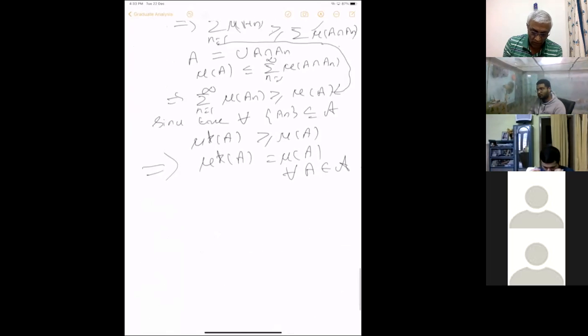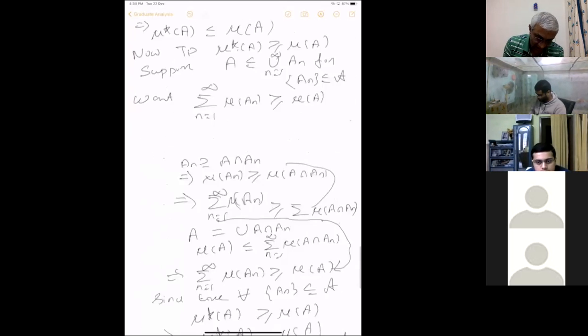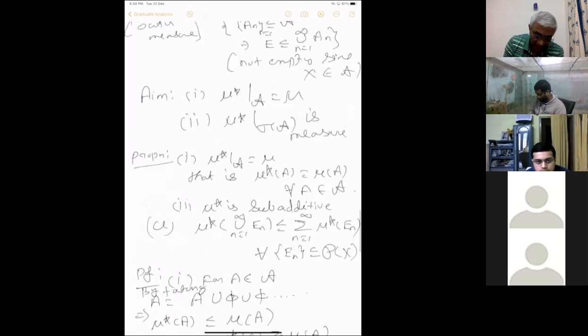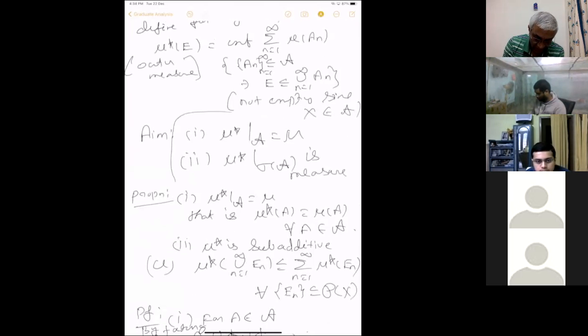Okay. So now we define some other collection of sets. We will prove that that's a sigma algebra. So this is our aim. Next, our aim is this. I have told our aim is to prove this. But we will prove something more, I said. We have already verified this.